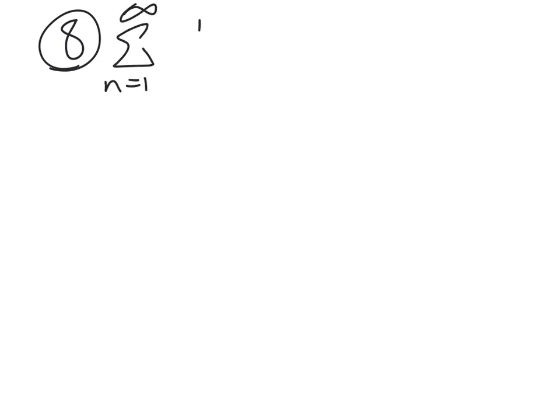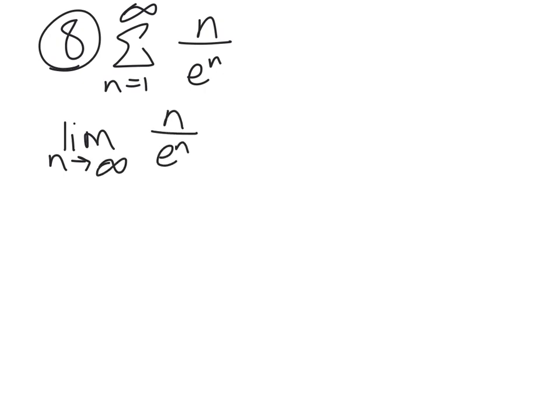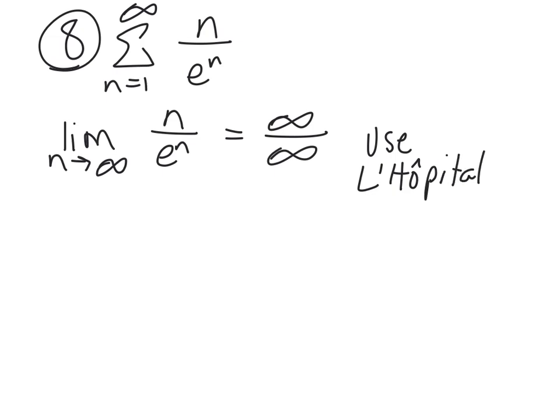Number 8. Here we go. The sum from n equals 1 to infinity of n over e to the n. So we're going to use the limit as n approaches infinity of n over e to the n. If I plug in infinity there, I get infinity divided by infinity. That is an indeterminate form. When I get an indeterminate form, I use L'Hopital's rule. Haven't seen that one in a while.